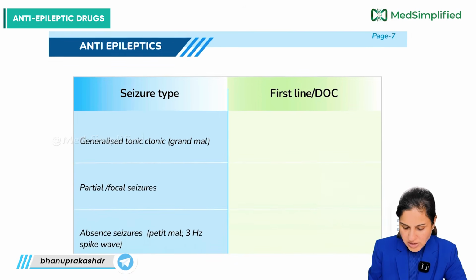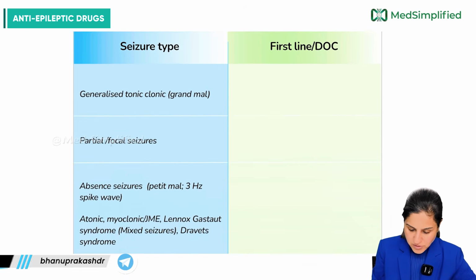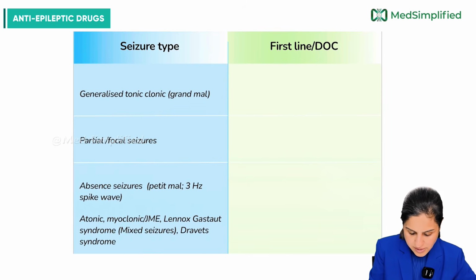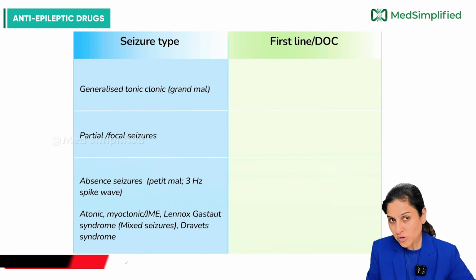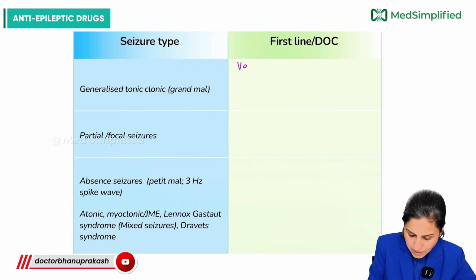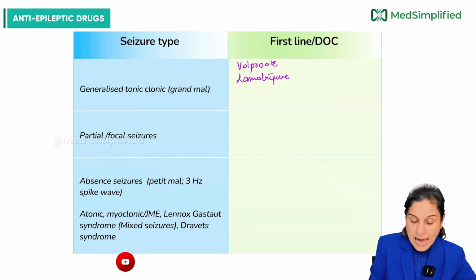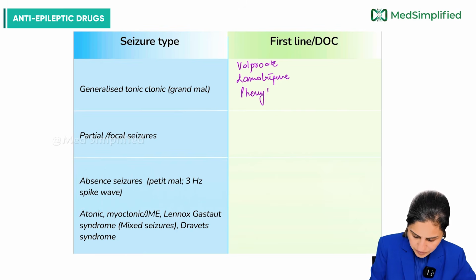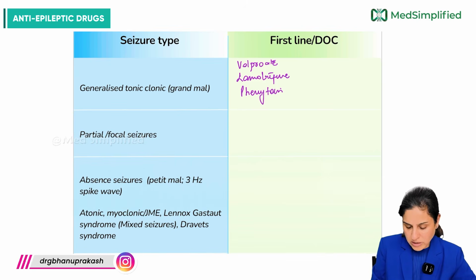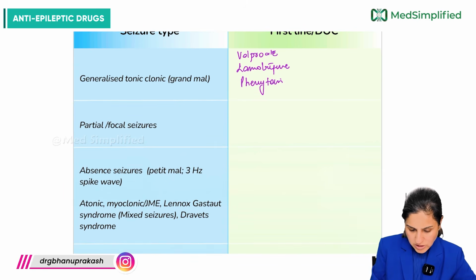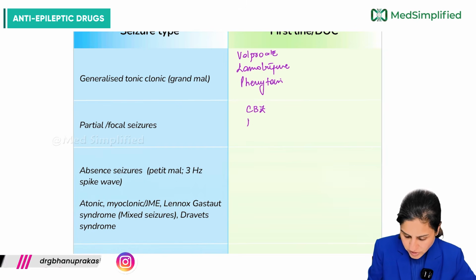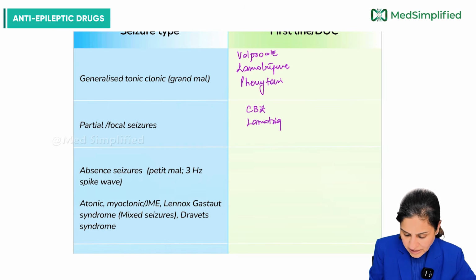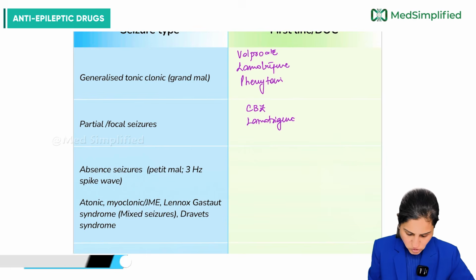Now moving on to the drugs of choice or first line drugs in various types of seizures. The first we have here is generalized tonic-clonic seizure, also called grand mal seizures. So we have valproate, we have lamotrigine, and we have phenytoin. Partial or focal seizures: drug of choice, we have carbamazepine. Then we can also use lamotrigine, especially in case of elderly patients, as the drug of choice.